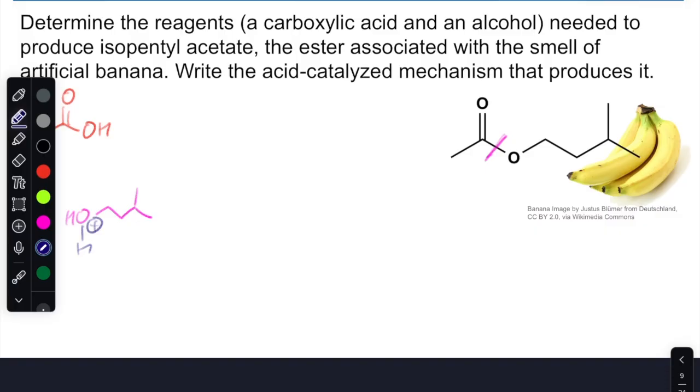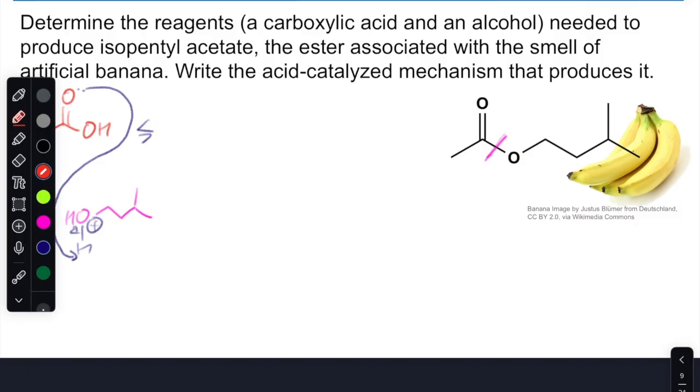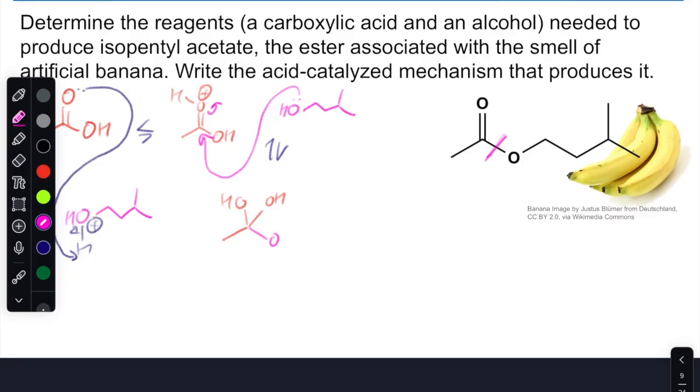Now, when we're doing the acid catalysis, first thing we're going to do is transfer the charge. That's going to give us this protonated carbonyl. Then we're going to bring in our neutral nucleophile into that center. That's going to give us our tetrahedral intermediate, OH, H, and OH, like this.